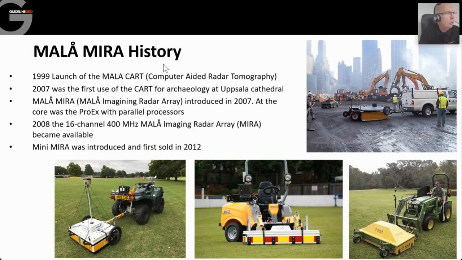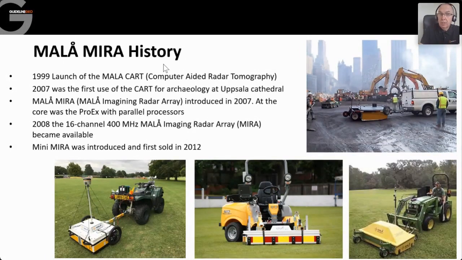In around 2012, and this came really from two things: customers wanting something a little bit smaller, but we also wanted a system that was nice and portable and that could be shipped around easily for demonstrations, etc. So in 2012, we introduced the Mini Mira. And that was in effect a half-size system of its big brother.